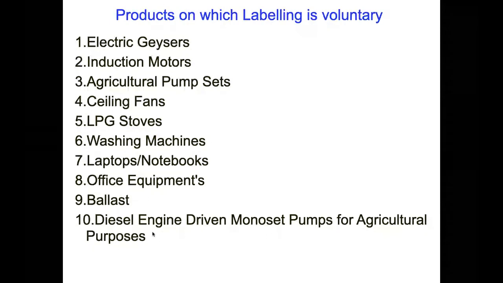Instead of using an inverter, they are using such kinds of diesel generators. And even variable capacity air conditioners, which we call inverter air conditioners, and LED retrofit lamps. So for such kinds of products, labeling is not mandatory. That would be voluntary for such products.